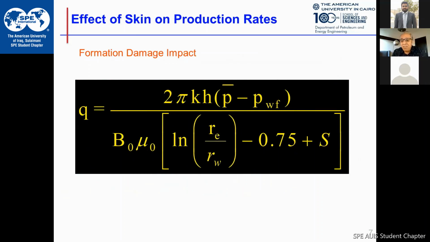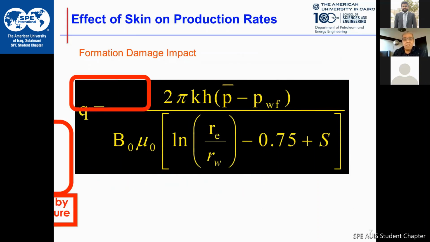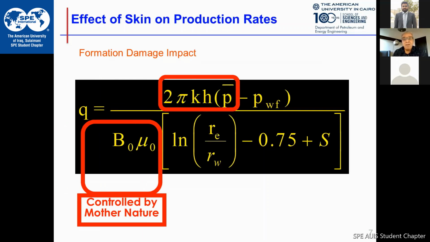Now, as engineers, we always love to deal with numbers. So the main equation that is utilized in reservoir engineering and production engineering is called Darcy's equation. And that has some variables controlled by nature. We cannot change them. As you can see in this equation, on the left-hand side, we have a Q that stands for oil flow rate.